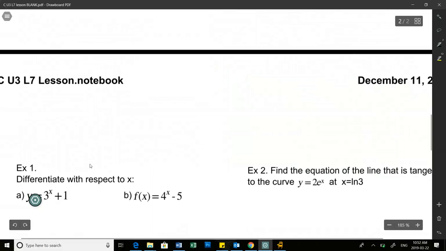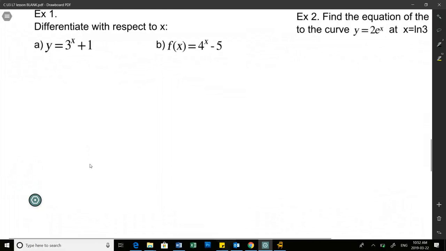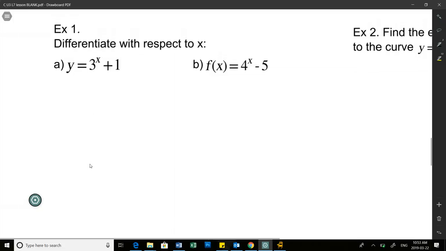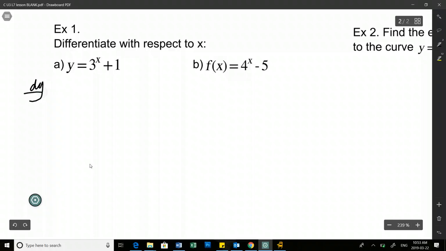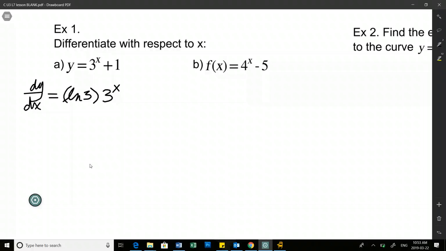Okay, so we're going to practice some derivatives now. We are differentiating with respect to x here. I am going to change my notation to dy over dx. What is the derivative of 3 to the x? We get back itself and then multiply it by? Okay, great. So it's the ln of 3 times 3 to the x. Derivative of 1 is 0. So this is the answer.